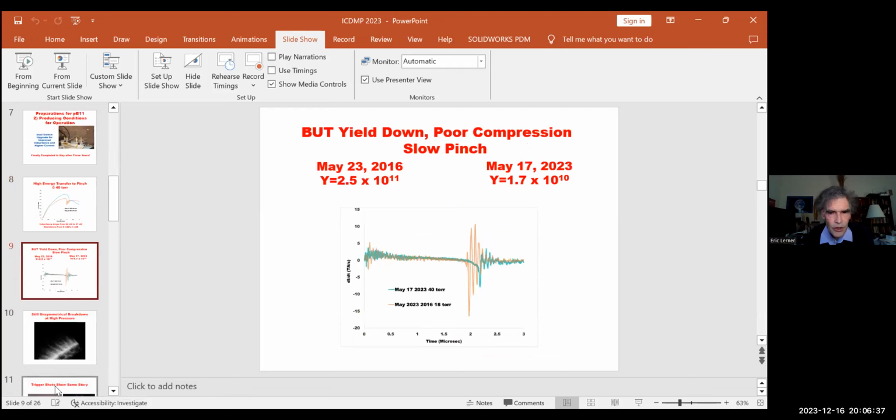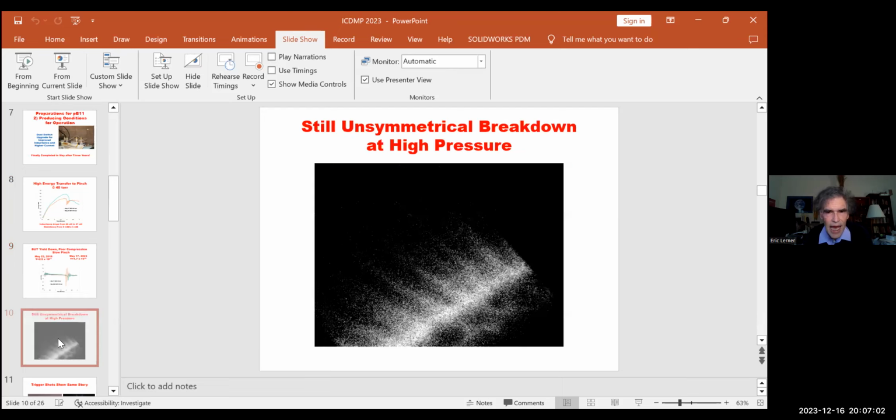But with 40 torr, we found that there was poor compression and a slow pinch. In other words, the dI/dt was only about 7 or 8 teraamps per second, kiloamps per nanosecond, instead of our record, which was about 17. And we found we were still getting a slow asymmetrical breakdown at high pressure.